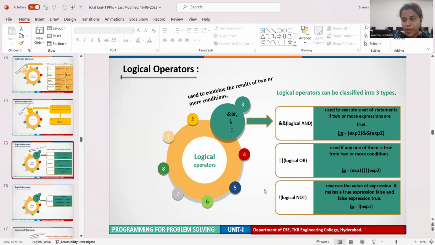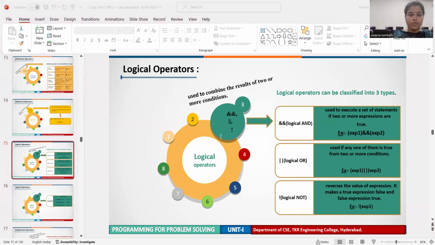Suppose A is greater than B and B is greater than some D. If we are having two relational operators, two conditions, and you want to combine those two things together and check them, then we need an operator called logical operators. So the logical operators are classified into three types: logical and, logical or, and logical not. Let us see each one in detail.